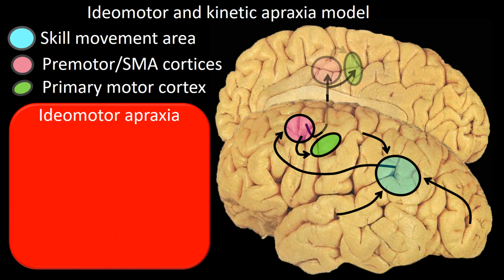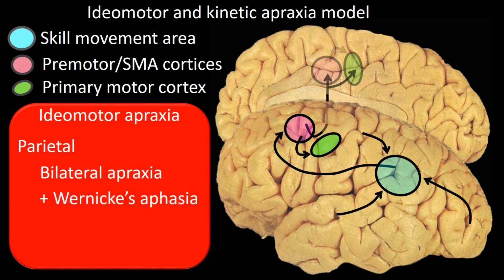In the case of ideomotor apraxia of the parietal subtype, the apraxia will be bilateral and Wernicke's aphasia may be present, but there will be no weakness. The lesion in these cases is in the lateral surface of the dominant hemisphere in the parietal region, or in the arcuate fascicle. When the lesion is in the arcuate fascicle, conduction aphasia is more common than Wernicke's aphasia.